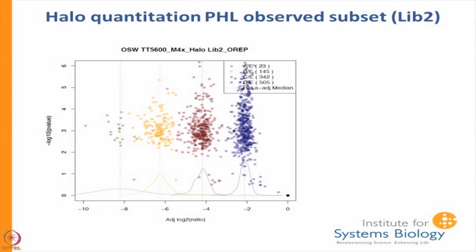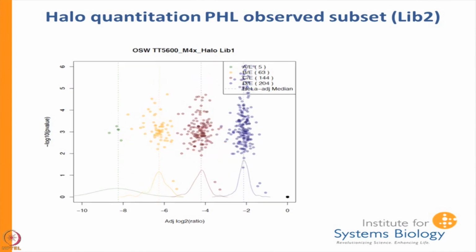But even by doing that, we get a much cleaner peak, and this density plot gets more nicely shaped, but we still have far more. So by using a smaller library, we've done better quantitation on more peptides.